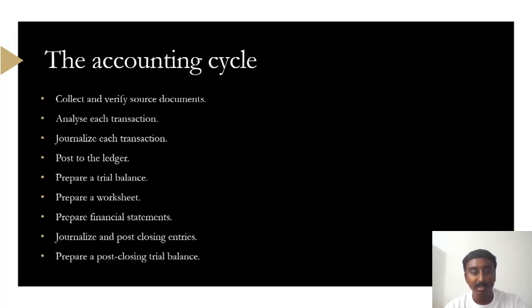The first thing is to collect and verify source documents. The next one is to analyze each transaction. The third one is to journalize each transaction. Fourth is to post to the ledger. Fifth is to prepare a trial balance. The sixth is to prepare a worksheet. Seventh is to prepare financial statements. The eighth is to journalize and post the closing entries. The final thing is to prepare a post-closing trial balance.